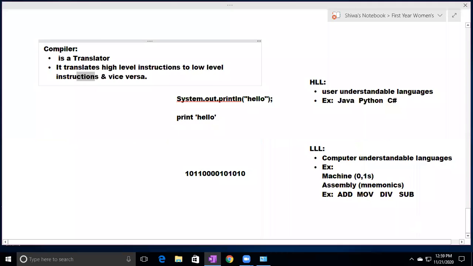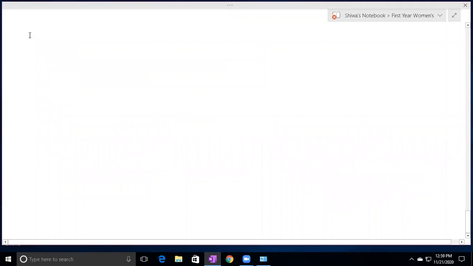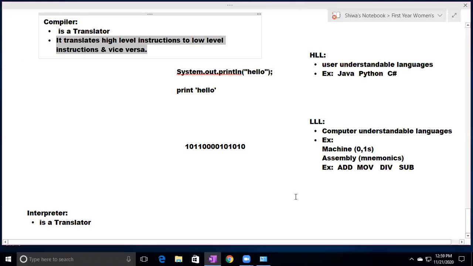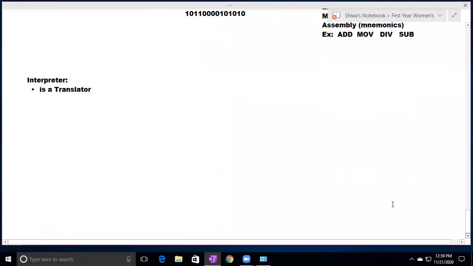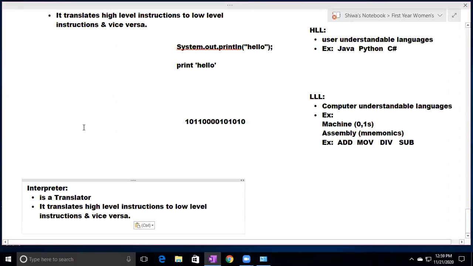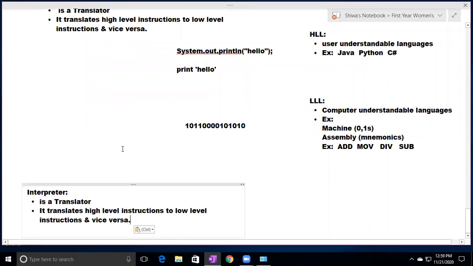Listen. What is an interpreter? Interpreter is also the same. Interpreter is a translator. It also translates high level code to the low level code and low level code to the high level code. So compiler purpose and interpreter purpose is the same. Then what is the difference here?